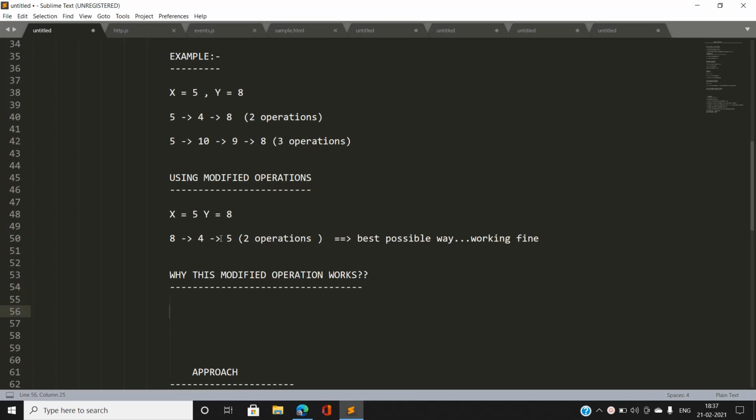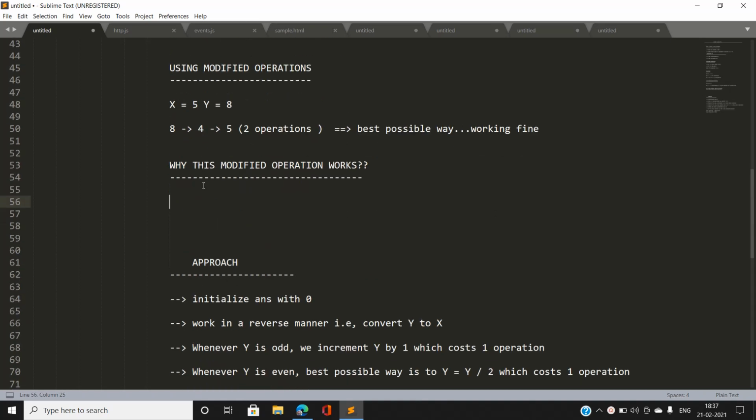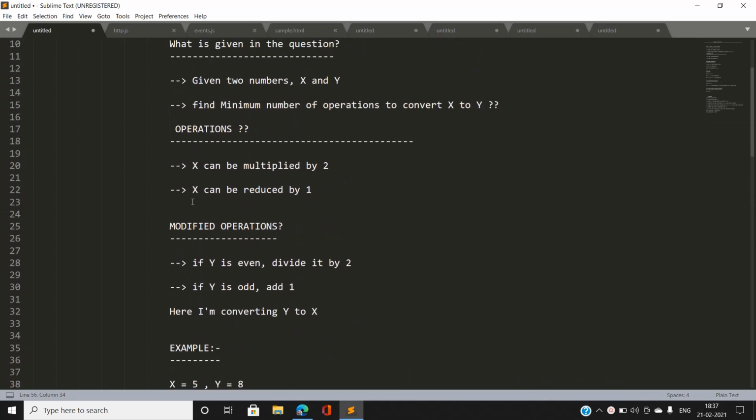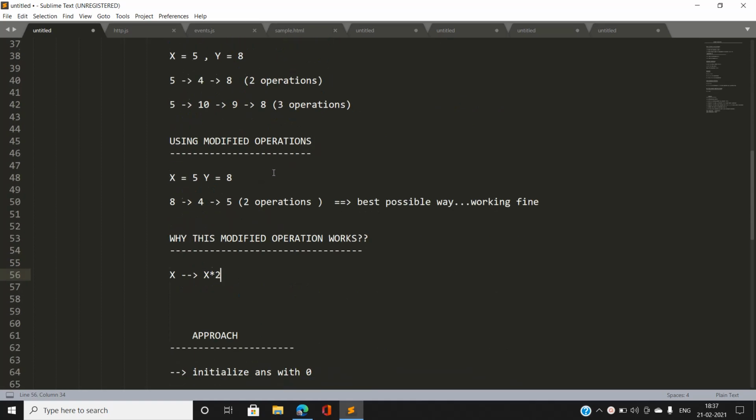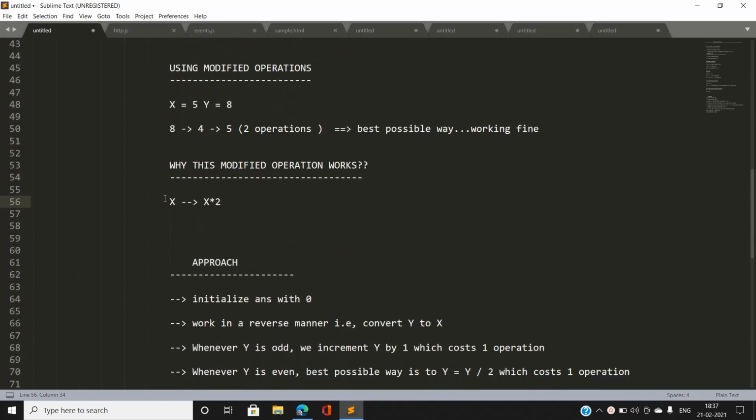So note that my actual operation is to convert x into twice of x. Note that that is our actual operation. You can see x can be multiplied by 2. I am going to convert this to our new modified operation. Note that on the left hand side x can be even or x can be odd, but on the right side it is obvious that after multiplying by 2 this number is always going to be an even number. Okay, and this number can be even or odd.